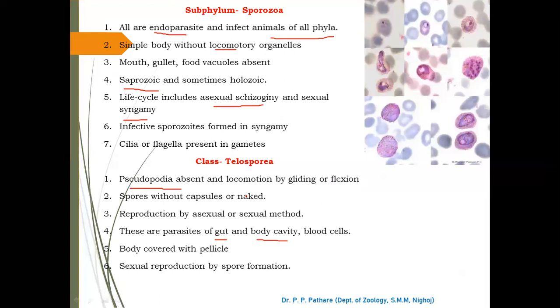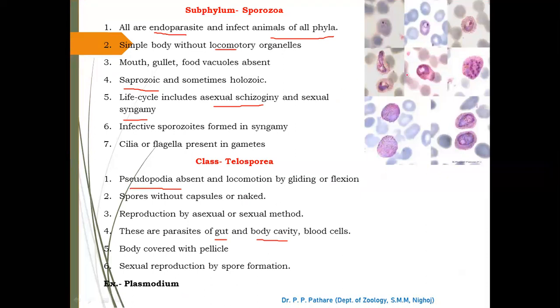Nutrition is holozoic type. They show holozoic nutrition. Sexual reproduction is by spore formation. This is very important: they can reproduce sexually by spore formation. The last important point of this telosporan class is an example of this class, that is Plasmodium vivax.